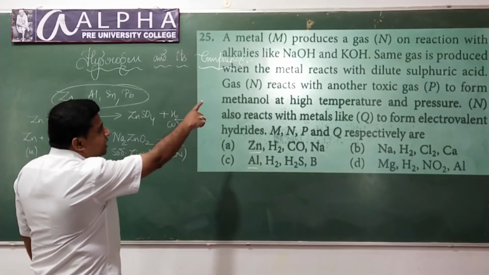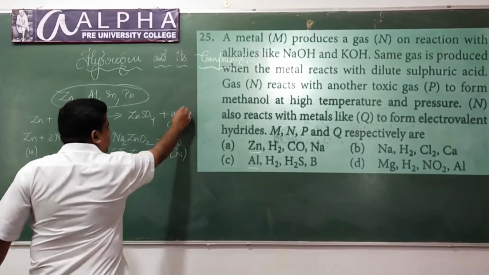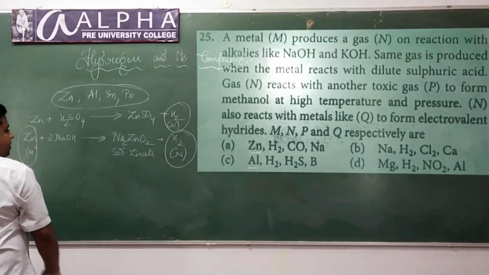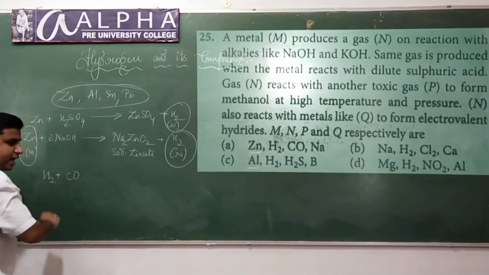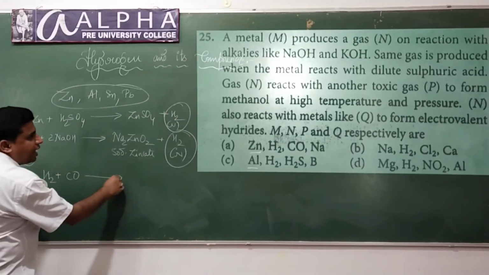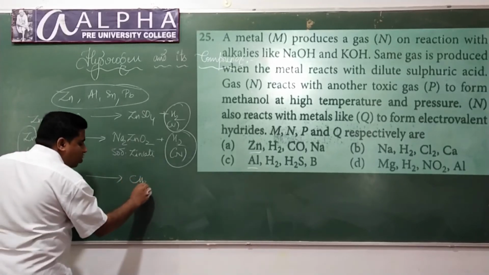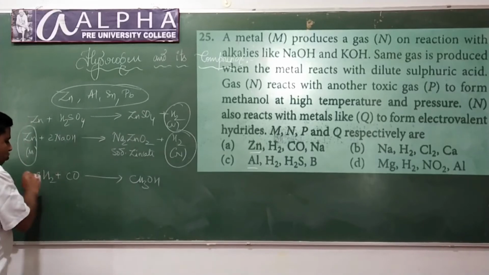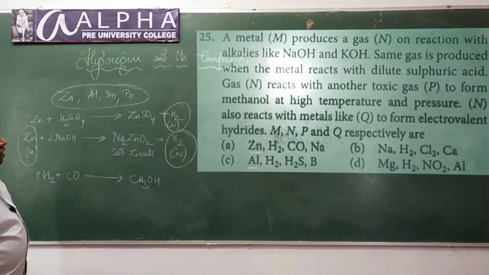Observe this. Gas N, which is that gas N? Gas N is hydrogen. M is zinc. So now this gas N reacts with a toxic gas, carbon monoxide, under very high temperature and high pressure, and it forms methanol. I have told you, when carbon monoxide reacts with 2 moles of hydrogen, it will form methanol.